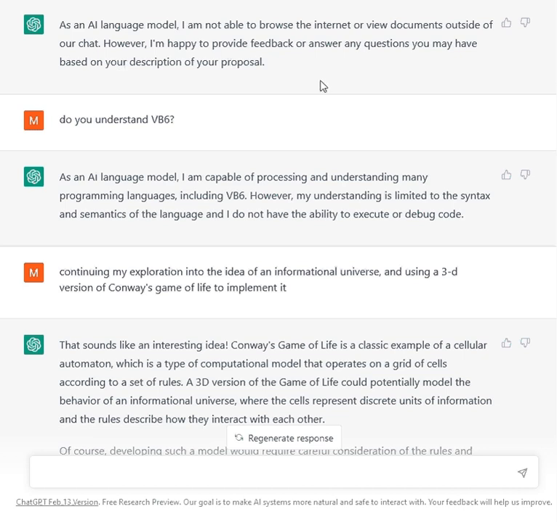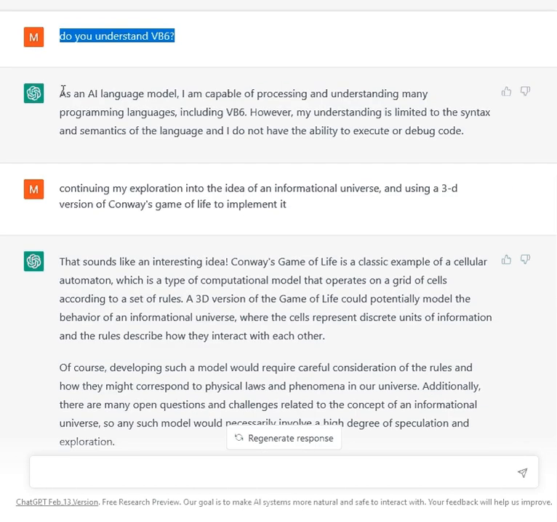of your proposal. So, remember I was showing you that one had VB6 code? I say, do you understand VB6? He goes, yeah. As an AI language model, I am capable of processing and understanding many programming languages, including VB6. However, my understanding is limited to the syntax and semantics of the language, and I do not have the ability to execute or debug code.